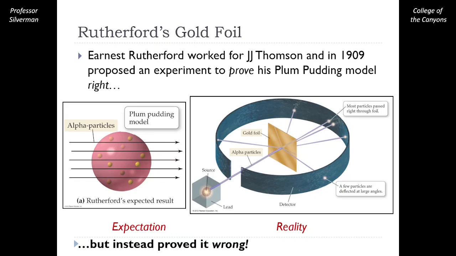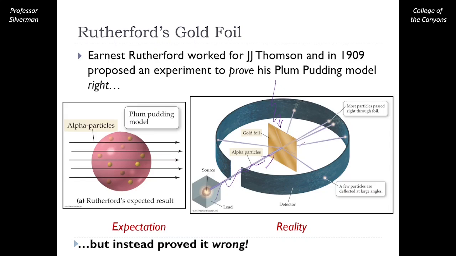To test this theory, Ernest Rutherford, who was working with J.J. Thomson for a while, did an experiment known as the gold foil experiment. Here, Rutherford took a very, very thin piece of gold metal, hammered down to be only a few atoms thick, and he shot alpha particles at that gold foil.